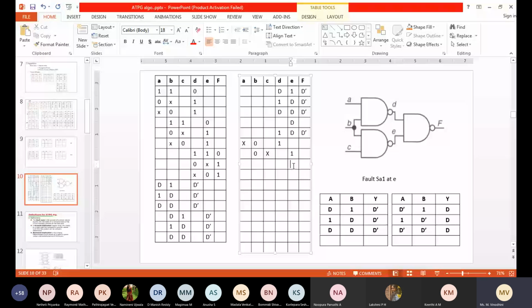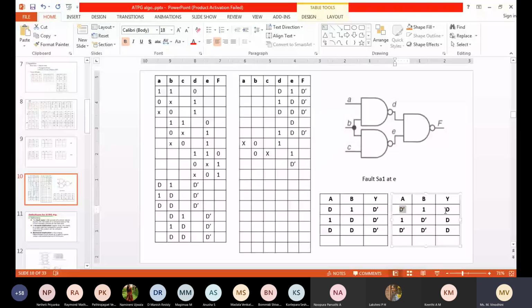Okay, next step. I need to take help from the propagation D cube or singular cover. From the propagation D cube. So for D dash, which entry is matching? There are 3 rows. Which entry is matching, first or second or third? The second one is matching, because you remember D1 D dash, 1D D bar, and DD D bar can also be written as D bar 1D, because two propagation D cubes are possible.